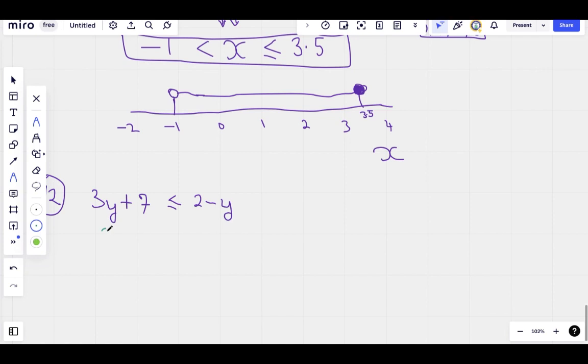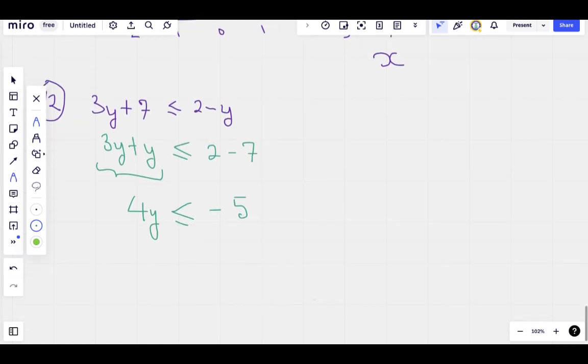So we have 3y. You bring this y on the left to the right, it becomes plus y. 3y plus y is less than or equal to 2. Bring this 7 to the right, it becomes -7. So you add this and this together, you get 4y. 4y is less than or equal to 2 minus 7, you get -5.